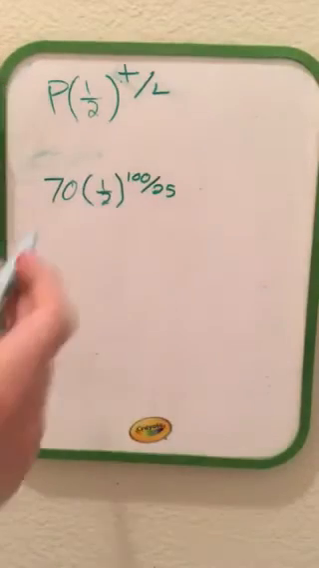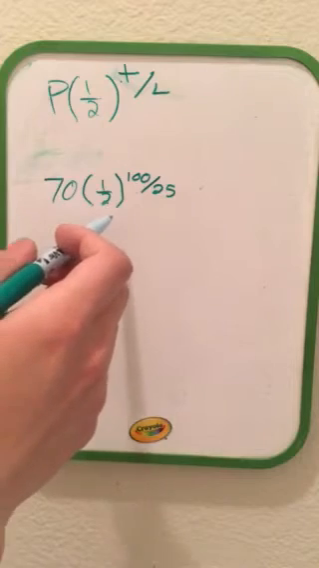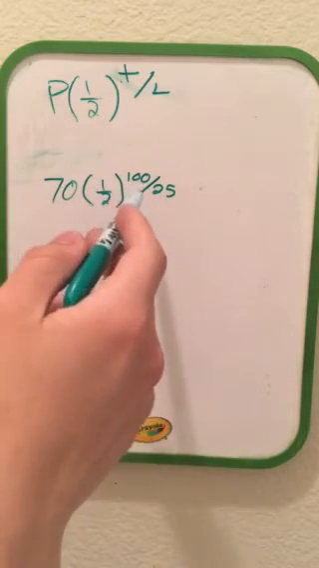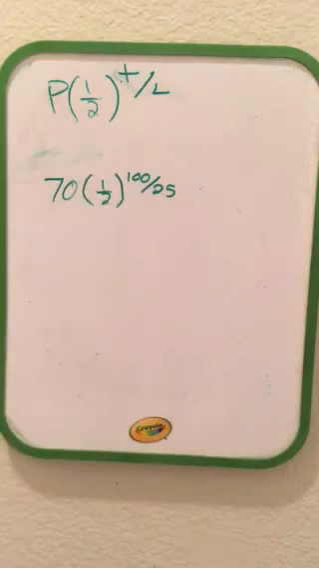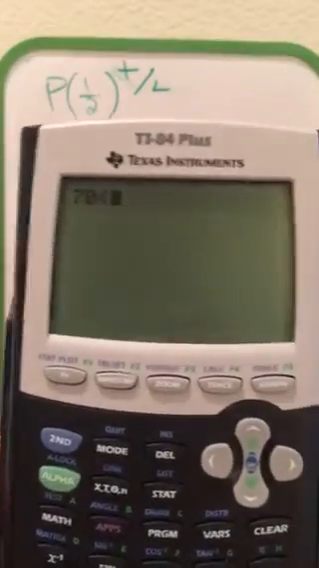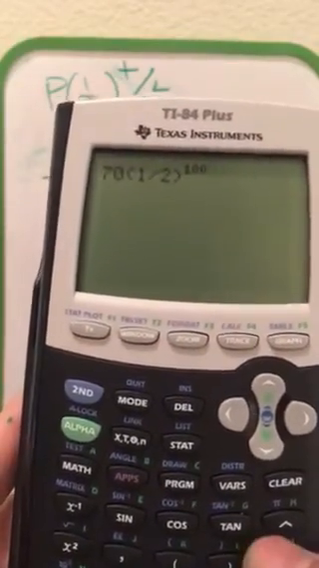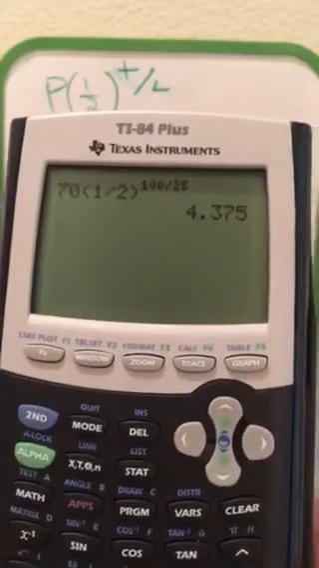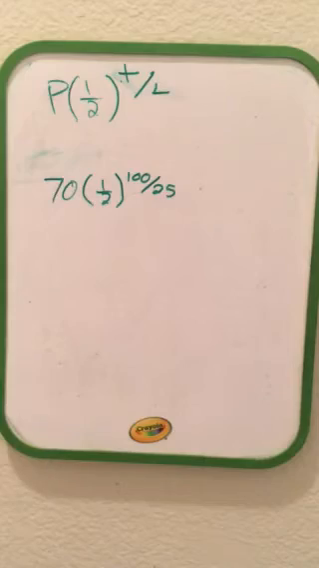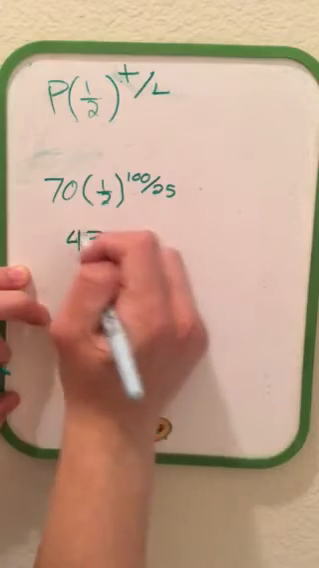Okay, so here we have the principal, the half. Right here we have the time that we're talking about, which is 100 days. Then we have 25, which is the length of the half-life. So let's check it in our calculator real quick. 70, 1/2, 25, which is 4.37, and that is correct. 4.75. So this is our answer.